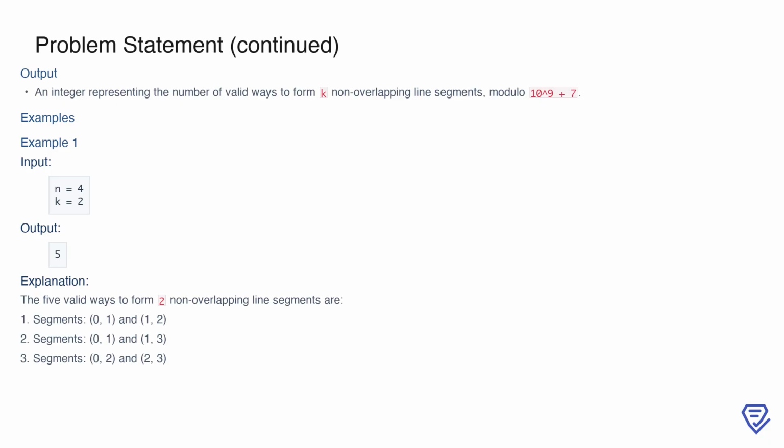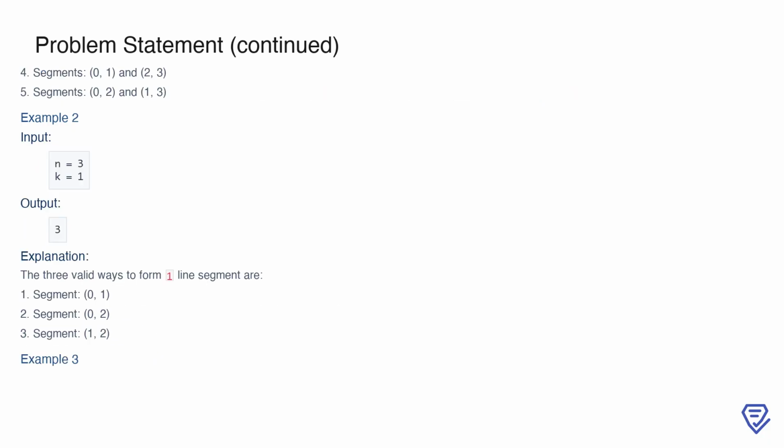Continuing with the first example, some additional valid combinations include the segments 0, 2, and 2, 3, where the two segments share only an endpoint. Another option is to use the segments 0, 1, and 2, 3, which are completely disjoint. Finally, you can have 0, 2, and 1, 3, where the two segments overlap at a single endpoint. These 5 setups account for all possible configurations for n equals 4 and k equals 2.